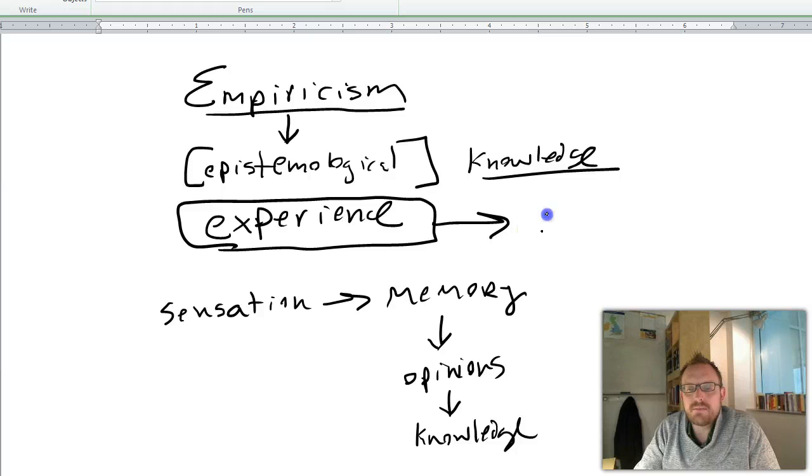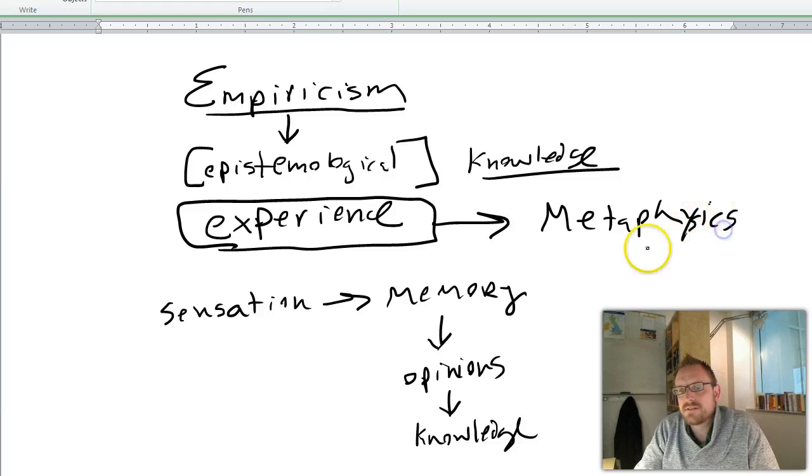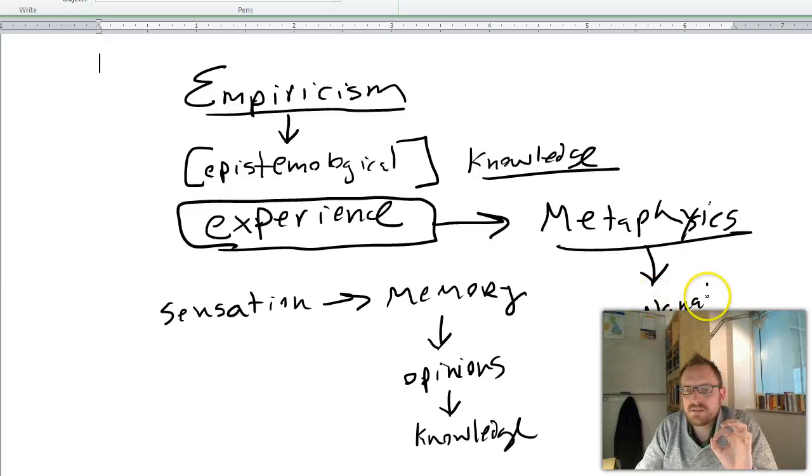Aristotle has a metaphysics, right? And his metaphysics is essentially an explanation for the physical sense experience. Sorry about that, my handwriting there.